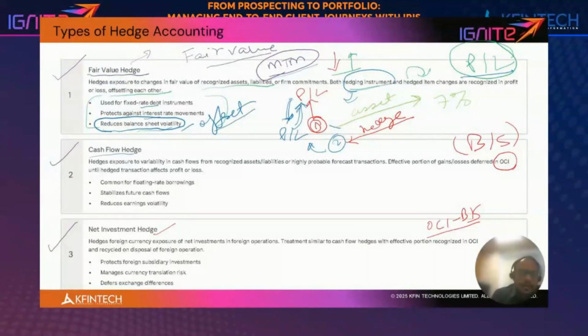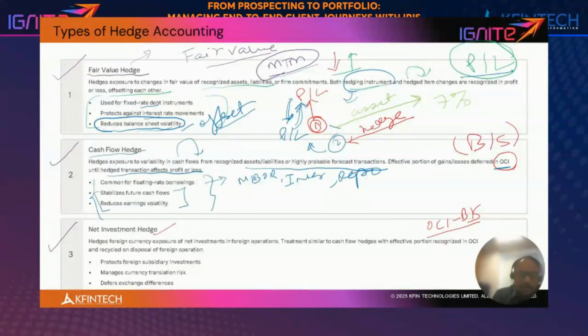Second is the cash flow hedge. It hedges exposure to variability in cash flows from recognized assets and liabilities or highly probable forecasted transactions. The effective portion of gains and losses is deferred in OCI until the hedged transaction affects profit or loss. This is common for floating rate borrowings. Floating rate borrowings means it could be MIBOR linked, or interbank rate linked, or repo linked. It stabilizes future cash flow and reduces earnings volatility.